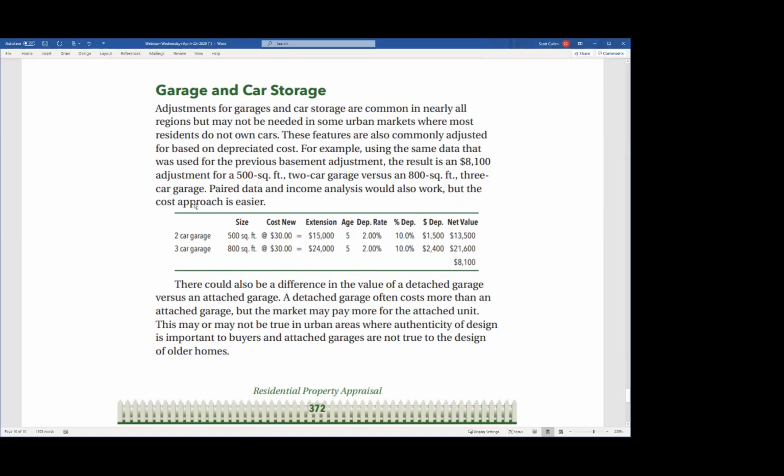So, garage and car storage. Adjustments for garages and car storage are common in nearly all regions, but may not be needed in some urban markets.